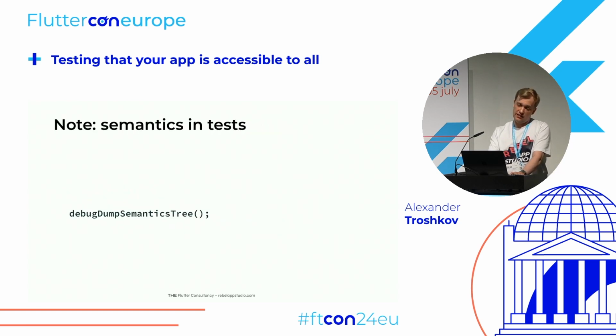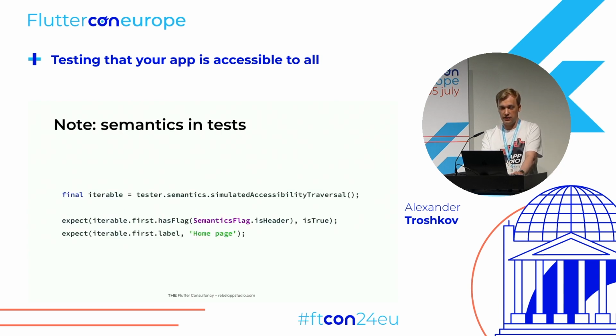And as a side note, it's not only the guidelines that can access the semantic tree in tests. You can access the semantic tree in tests if you need to check something. For example, you can print the entire semantics tree to the logs if you want to see what's there, or you can simulate accessibility traversal and then check the order of the semantic nodes. So this could be useful to ensure that screen readers are focused on the app bar first, or whatever widget you want to be the first one, then on the text field, and then some other widget, and so on.